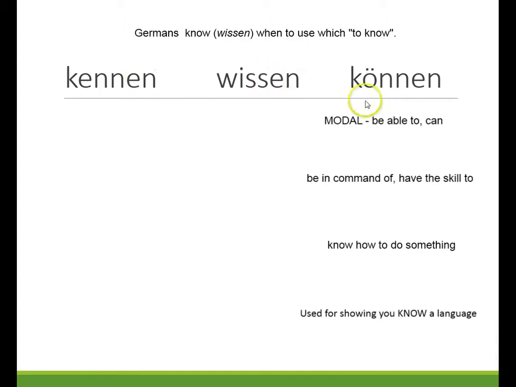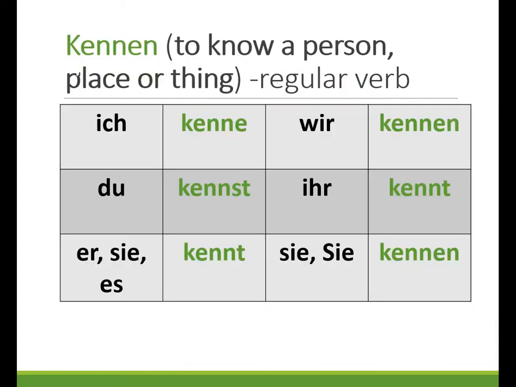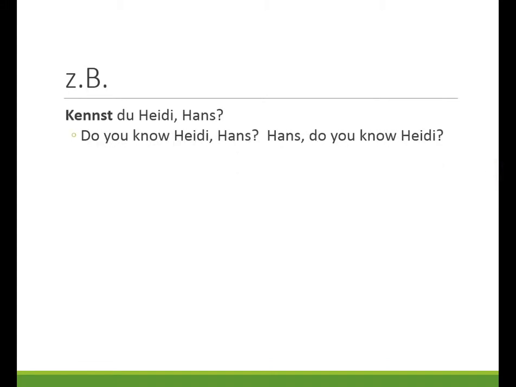So kennen, wissen, and können. Kennen is a regular verb, so it's conjugated with our S10-10 rule: est, t, en, en. Ich kenne, du kennst, er, sie, es kennt, wir kennen, ihr kennt, sie kennen. Wissen, on the other hand, is not, so we'll look at that. For example, kennst du Heidi, Hans? So, hey Hans, do you know Heidi? Yeah, that's talking about a person. Kennst.